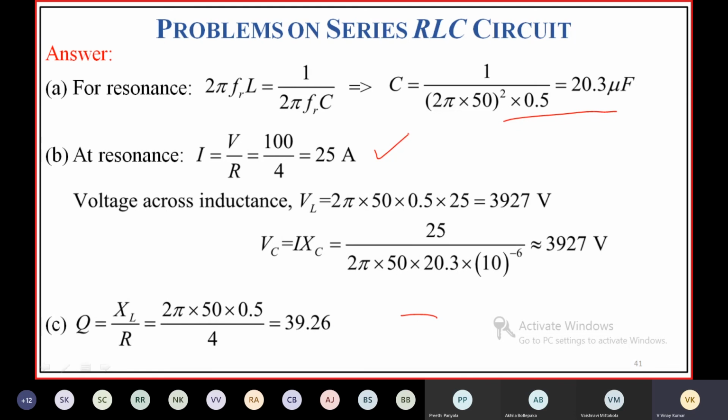At resonance, I is simply V by R, 100 by 4, which is 25 amps. The voltage across the inductance, VL, is XL into I. XL is equal to omega r into L at resonance, so 2 pi F L.